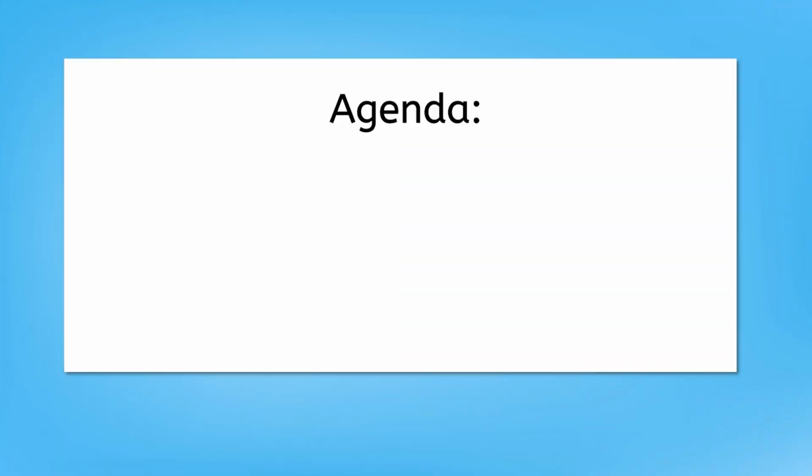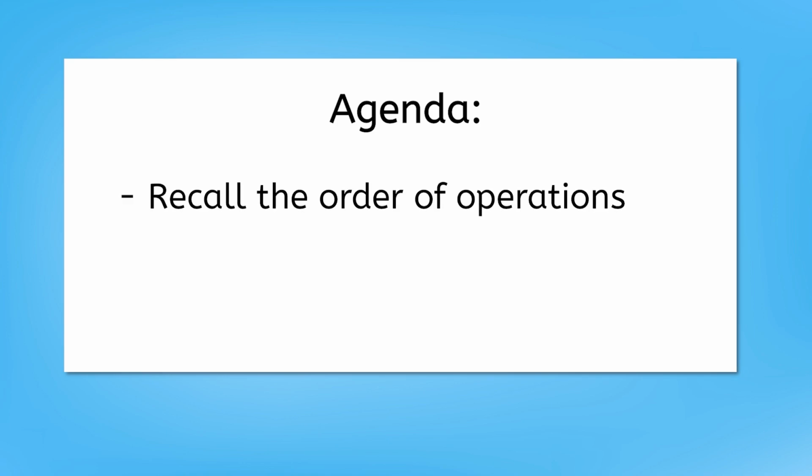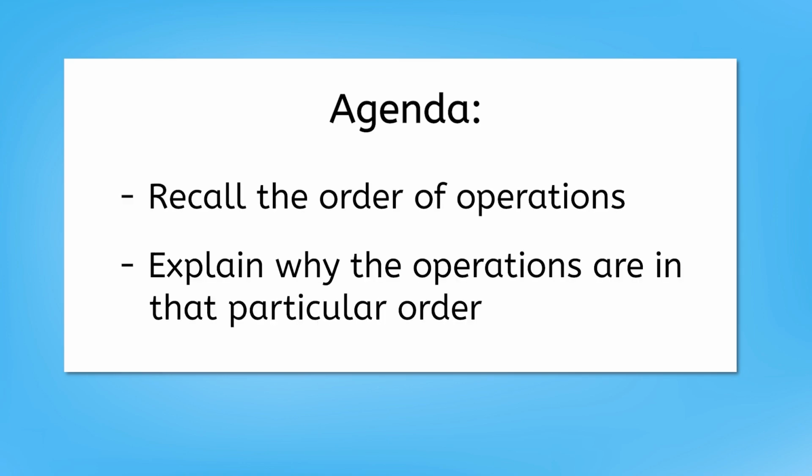Neither of us made any calculation errors, so how did we get different answers? If there could be more than one answer for a problem, how do we know which one is correct? I think I might know a sparkly little gem of knowledge that can help us out here. By the end of this lesson, you'll be able to recall the order of operations and explain why the operations are in that particular order.